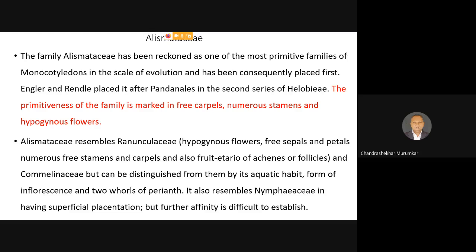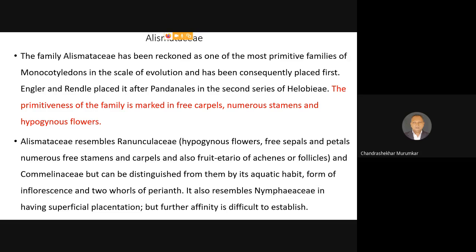When we are talking about the Alismataceae, the family has been reckoned as one of the most primitive families of the monocotyledons. Because of this aqueous habitat, because of the herbaceous nature, because of small plants, because of the free characters, this family is treated as one of the most primitive families of the monocotyledons. So the family Alismataceae is identified as one of the most primitive families of monocots in the scale of evolution, and from this herbaceous form, the tree forms of monocots, or terrestrial plants, have evolved, and it has consequently been placed first in the classification of monocotyledons.